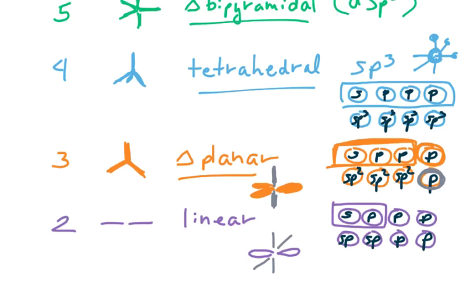Now when steric number is 2, we know that we have a lobe this way, and we have a lobe this way.